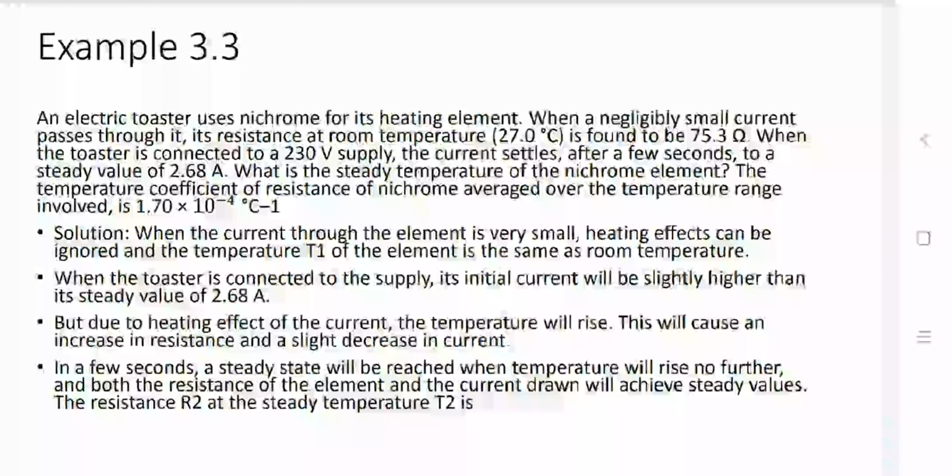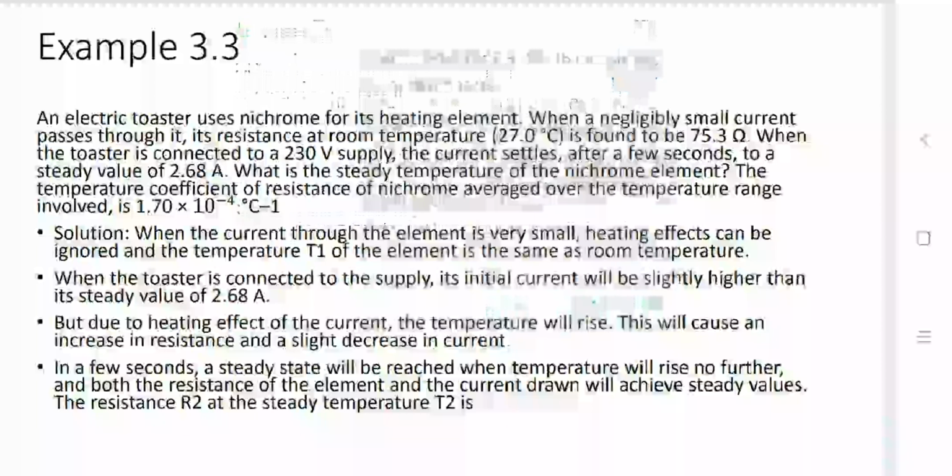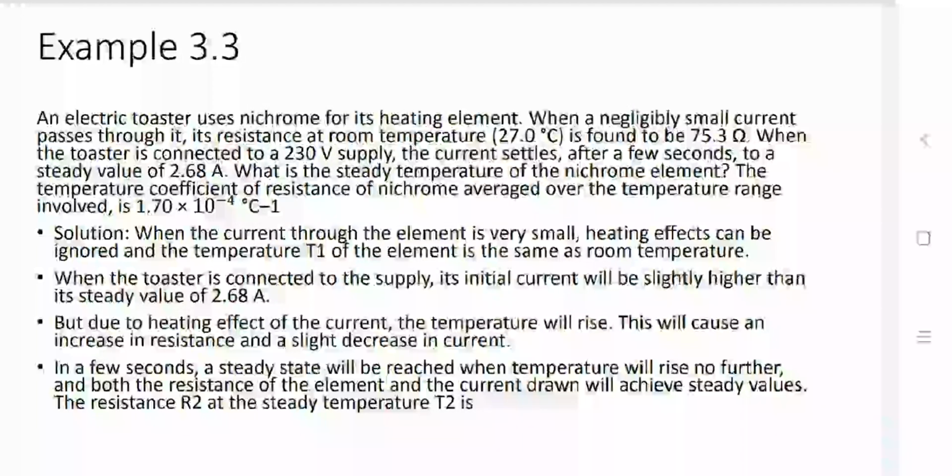What it shows is, the toaster is there. Whenever we plug it in and start to give this 230 volt supply, it initially starts to get heated, and the temperature starts to increase. As the temperature starts to increase, what will happen? Resistance increases, and current slightly reduces. But once the temperature becomes steady after reaching the highest point, the current becomes steady, and there is no variation of the resistance and current. So that is R2 and T2. These are the notations we have observed.